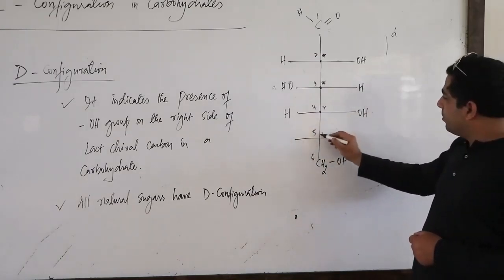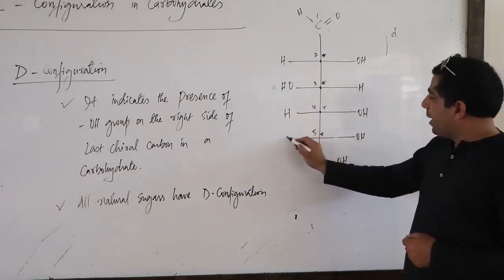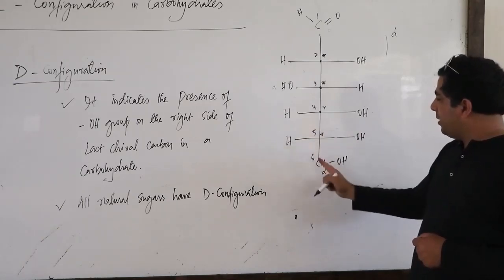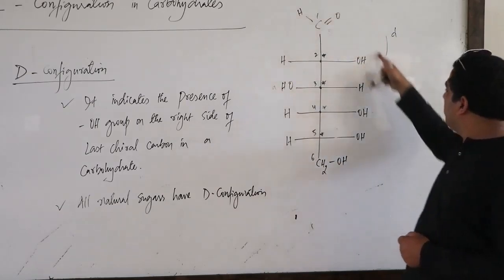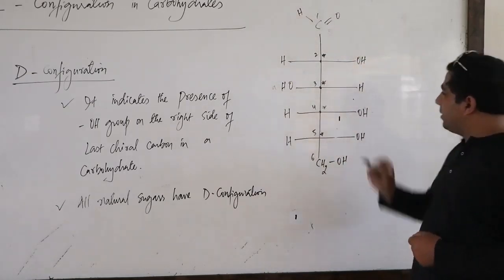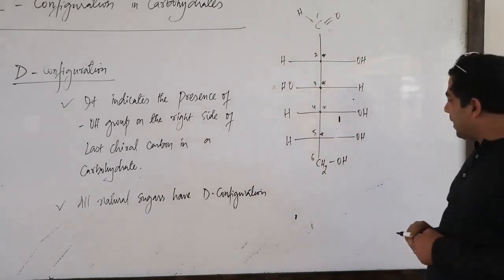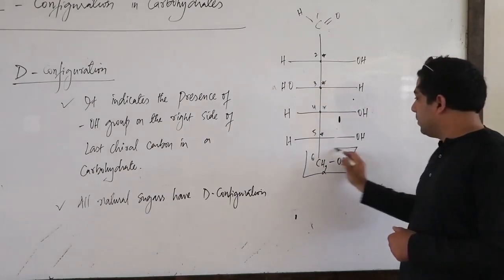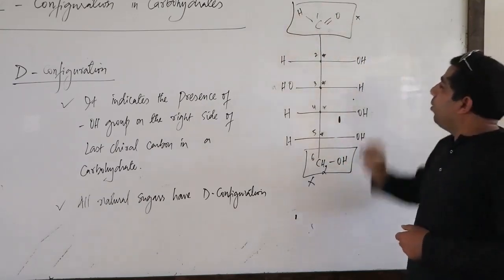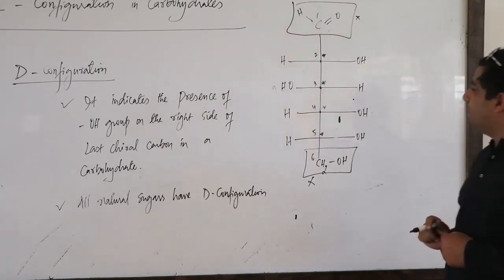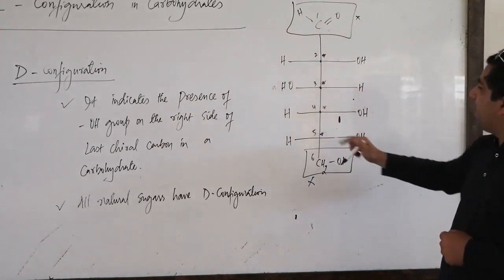5th carbon: OH, H. Let's suppose this is A. This guy is B. This guy is C. And this entire part is D. That means this guy is also a chiral carbon. So except the 6th carbon and 1st carbon, how many chiral carbons are here? 4. 2, 3, 4 and 5.